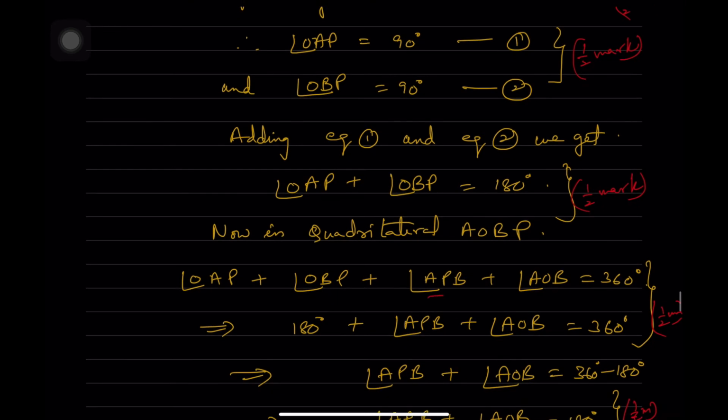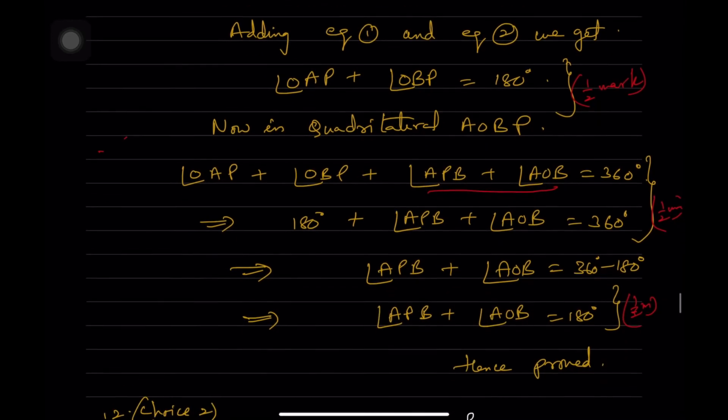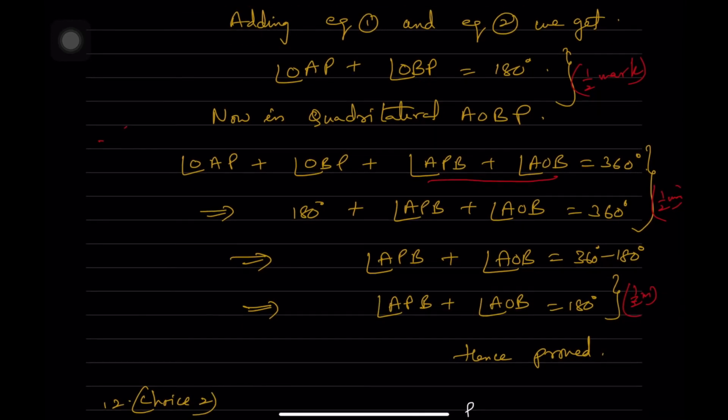angle APB is equal to 180 degrees. So now you are having that angle OAP plus angle OBP is nothing but equal to 180 degrees. So 180 degrees plus these two sum is equal to 360 degrees, which we have to find out. So therefore it implies that if you take 180 that side, you are getting angle APB plus angle AOB is equal to 360 minus 180 degrees, which is equal to 180 degrees. So therefore hence it is proved.